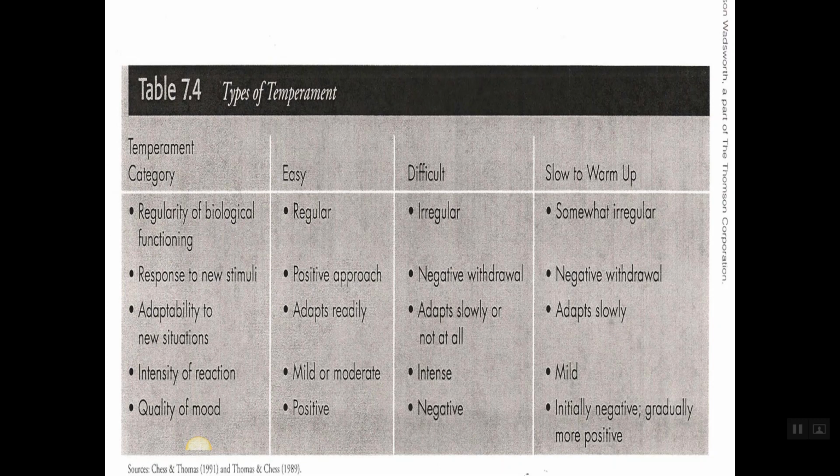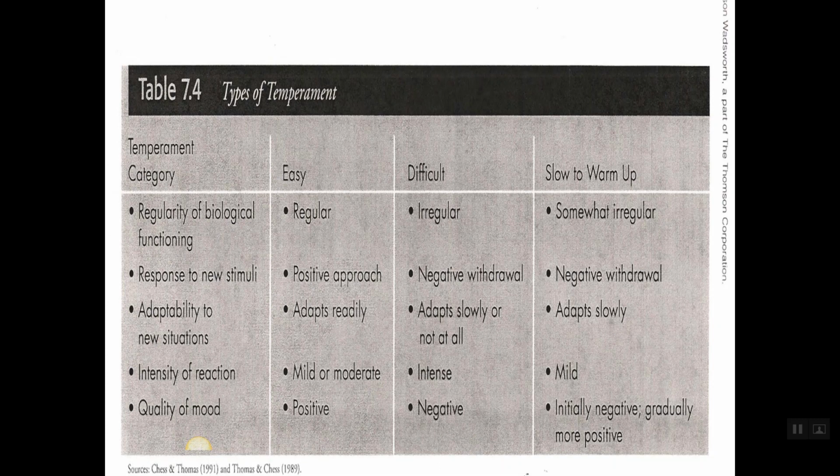And if you look at this table here, you can see that easy and difficult children are completely on opposite sides of the spectrum. While easy children are regular, difficult children are irregular. Easy children have a positive approach, adapt easily, react mildly and positively. Difficult children have a negative withdrawal, adapt slowly or not at all, are intense and negative.